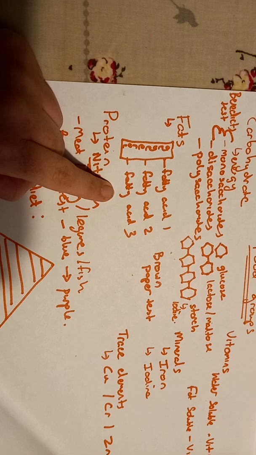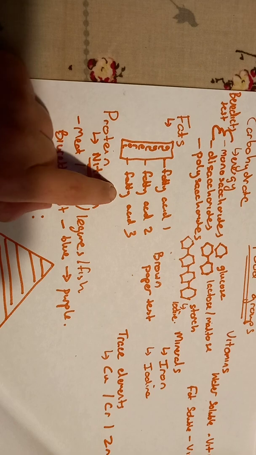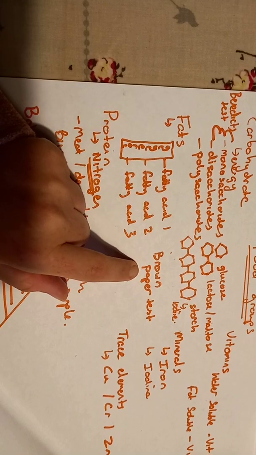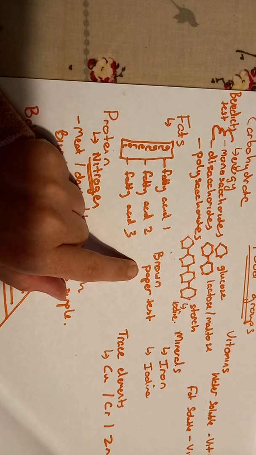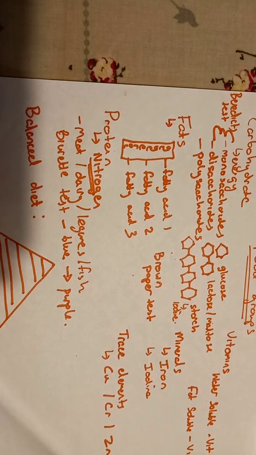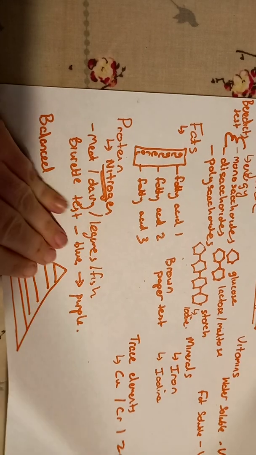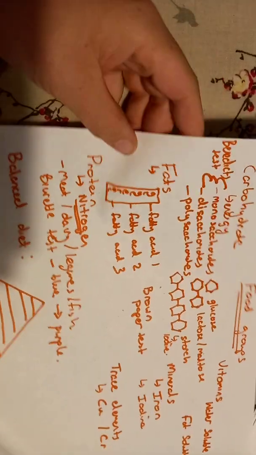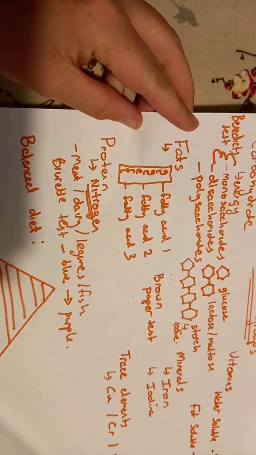They tend to be better for your heart. Saturated fats can lay down a kind of fatty layer in the inside of your blood vessels that can cause heart attacks and strokes. Your test for your fats, girls, is your brown paper test. So you place the food between two pieces of brown paper, squish it, it leaves a permanent mark if there's fat present.